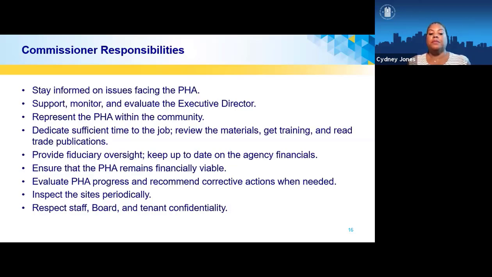Also, your job is to ensure expenditures comply with federal, state, and local laws. Conducting monthly reviews of budgets with actual expenses and revenues, reviewing the personnel policy and position descriptions, and being knowledgeable about your procurement policy to ensure that large procurement purchases are reviewed and approved by the board is all part of your oversight responsibility. But most importantly, respect the staff, respect the other board members, ask each other questions, and maintain tenant confidentiality. Let's take a look at the next slide.